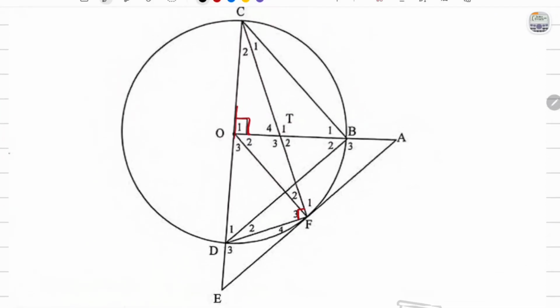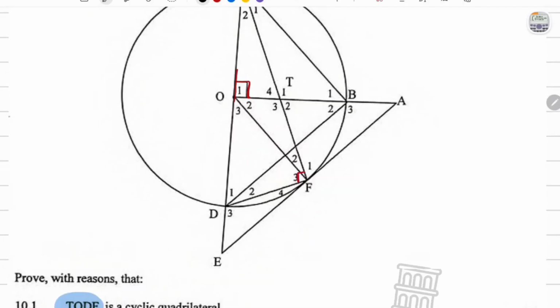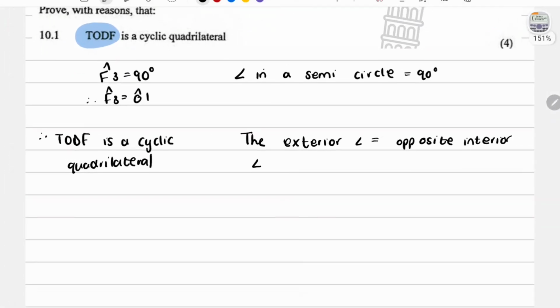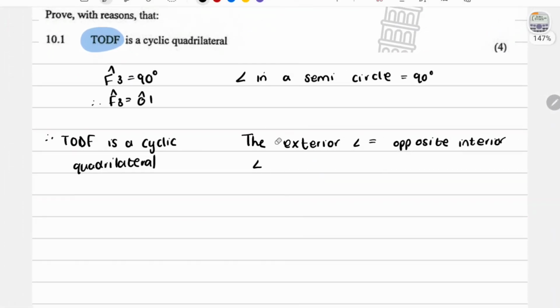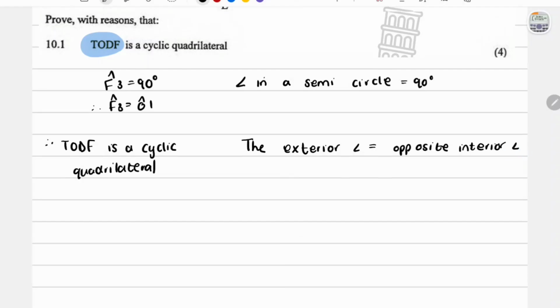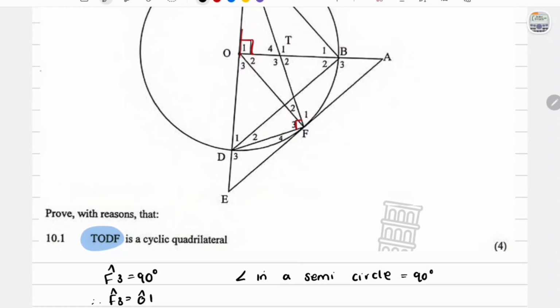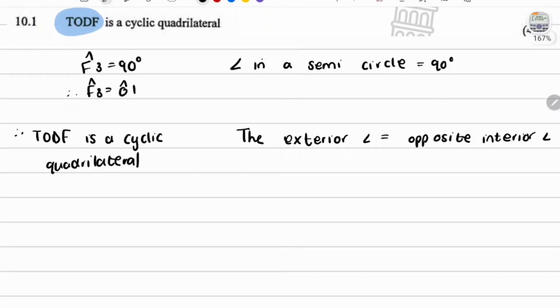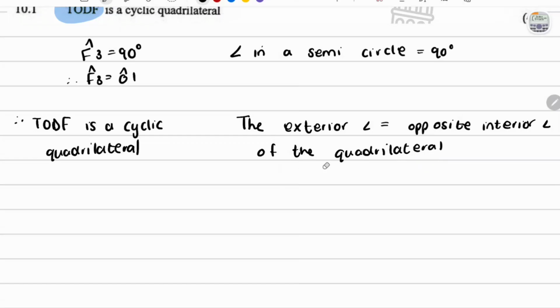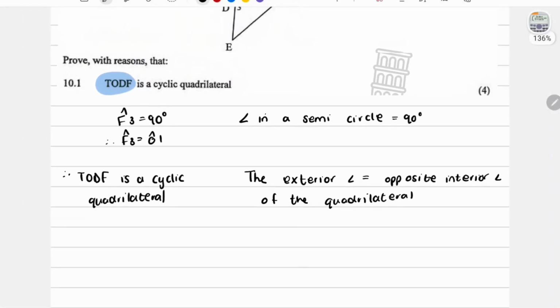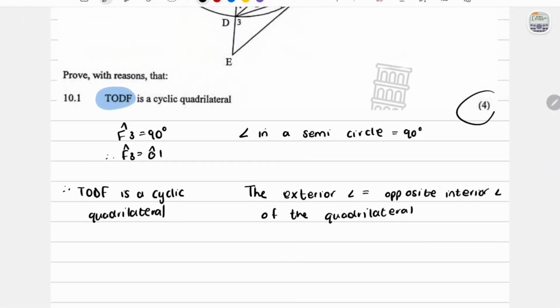And the reason for that would be because the exterior angle of that quadrilateral is equal to the opposite interior angle. Notice how I didn't include the word cyclic quadrilateral in the reason, because I'm just saying the reason that it is a cyclic quadrilateral is because the exterior angle is equal to the opposite interior angle, of that quadrilateral. So I just added that. That is it for question 1. It's 4 marks. And we move on to the next question.